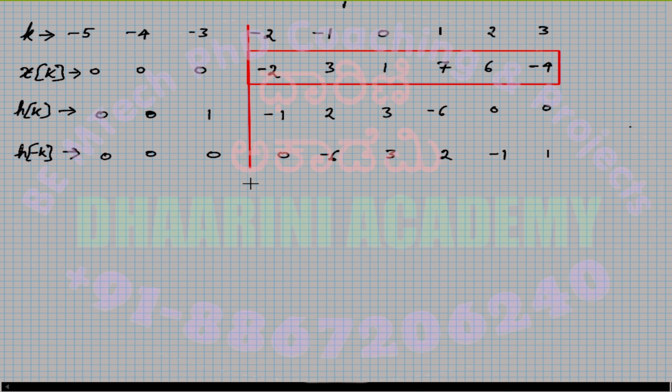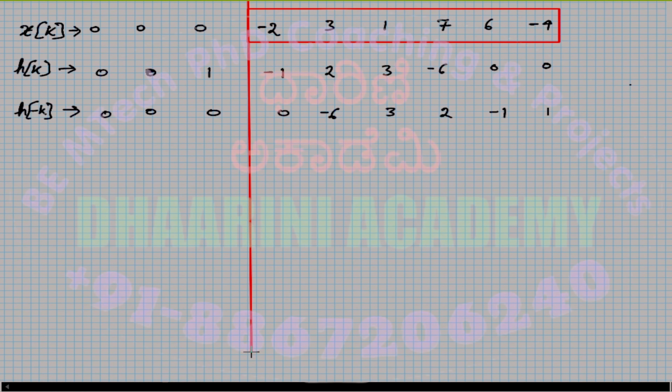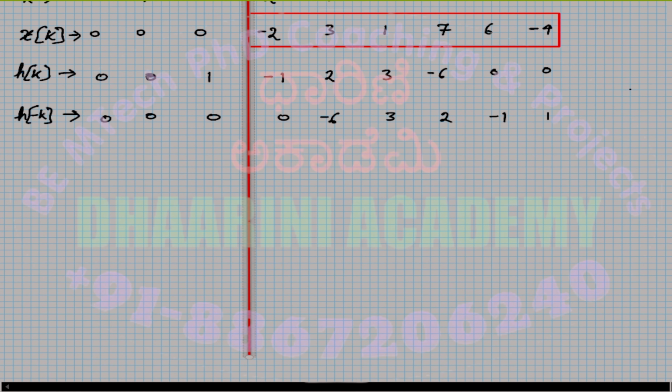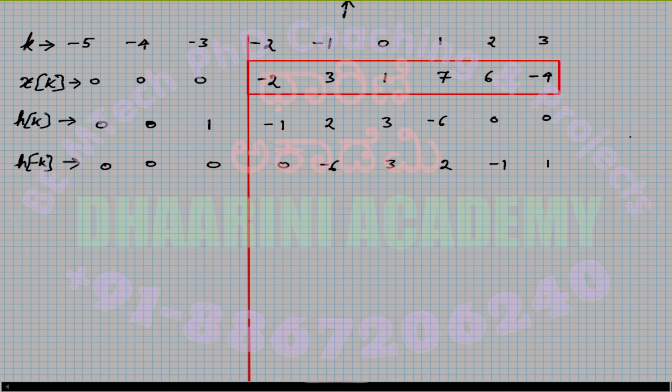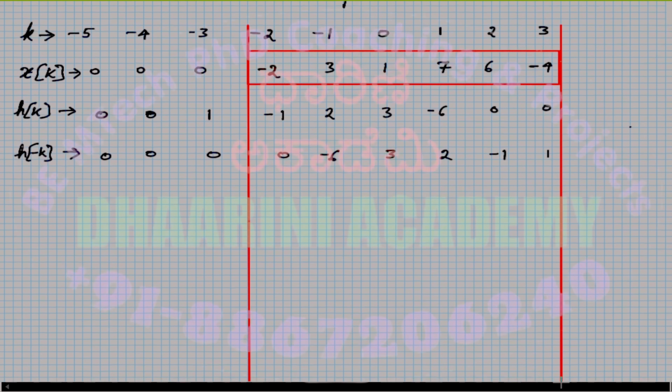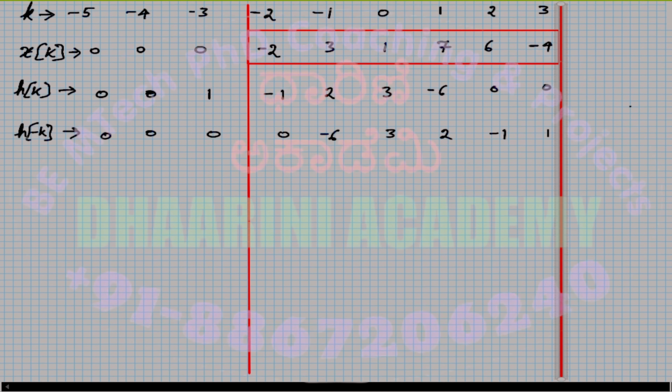So you see, this is the area of interest for me. I'm interested within this range. That's the beginning, and this is the end, right? I'm just interested within this range. That's all. Okay, right. So let me start with this.